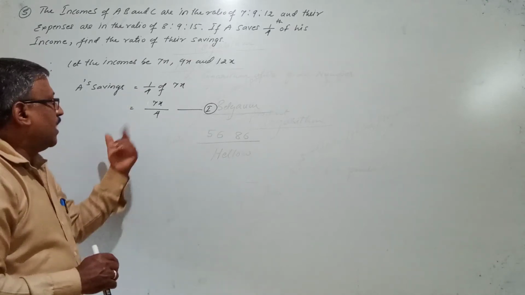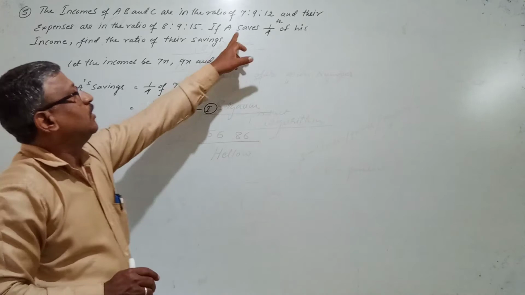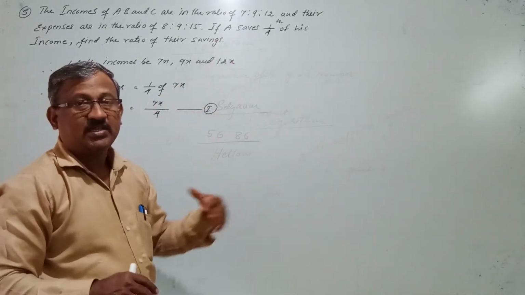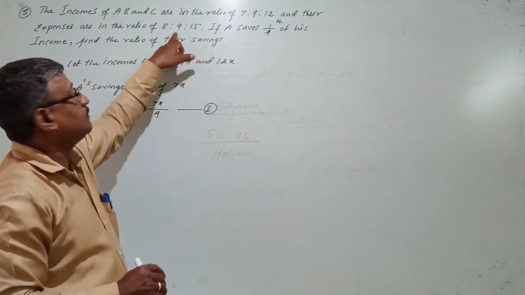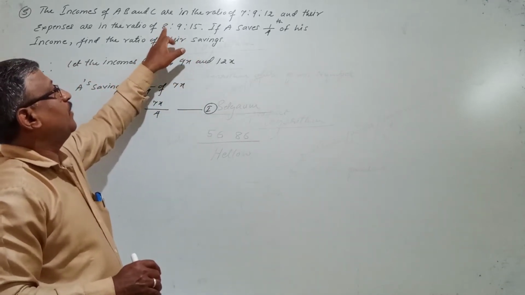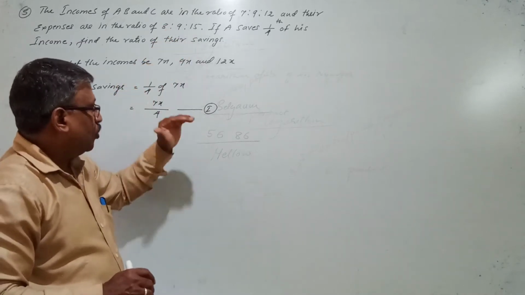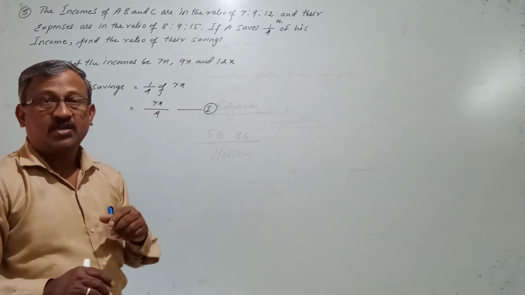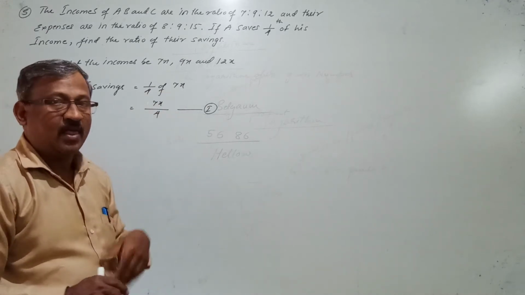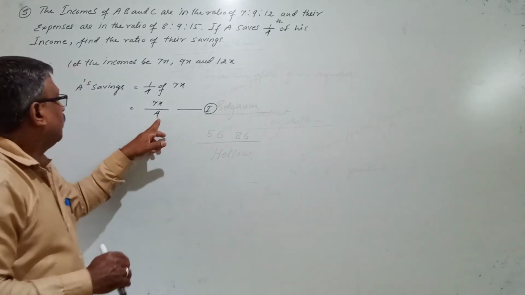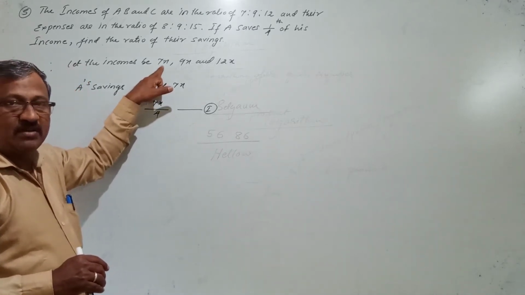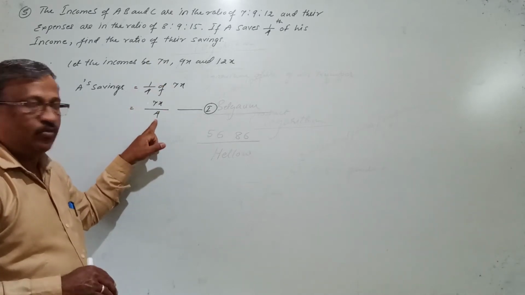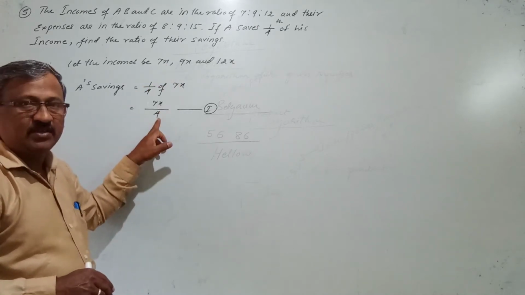Now by taking A's savings, we have to calculate the savings of B and C. But directly we cannot determine it, because it is given that A saves 1/4 of his income, but how much B and C save is not given. But we know how much they spend. Their spendings are in the ratio of 8:9:15. If you want to calculate B's savings, first of all you must know the expenditure, how much is spent. We know A's income is 7x, and out of it he saves 7x by 4. Means from his income, if you subtract his savings, what we get?